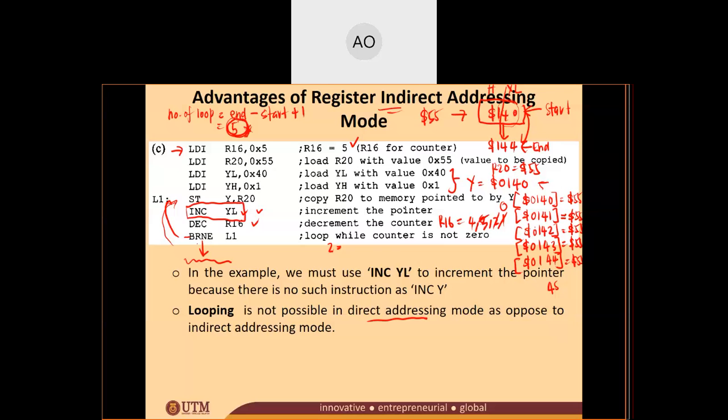Okay, any questions? Ada soalan tak? For example, now we are going to save the value from address 140 until 144. Let's say it asks you to save the value from 140.